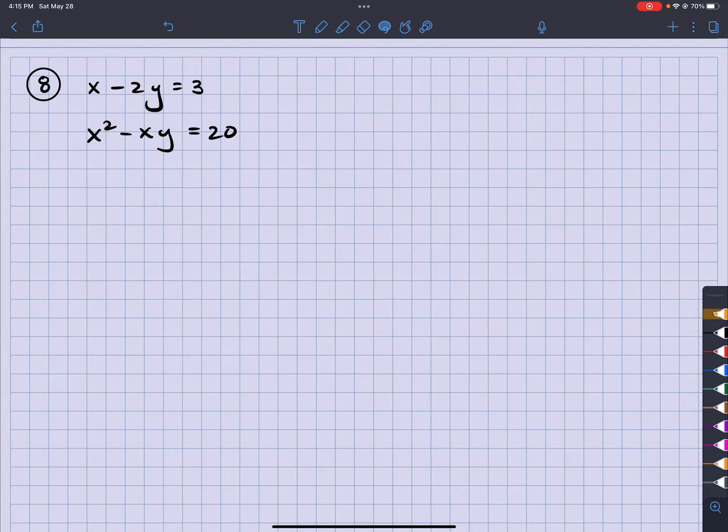All right. So again, a system of nonlinear equations. So that's what we're going to have to do here. And over here, I'm going to go ahead and use substitution. And I see that this coefficient right here is a 1. So I'm going to go ahead and solve for x.